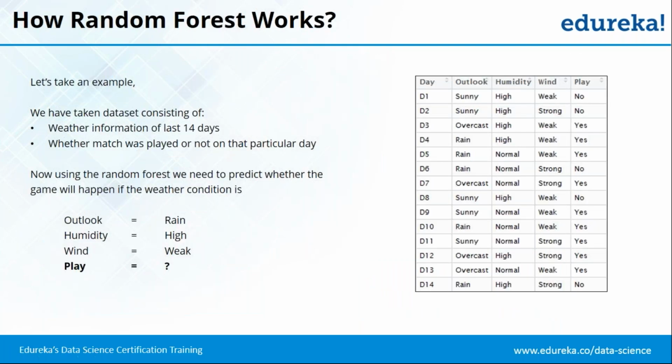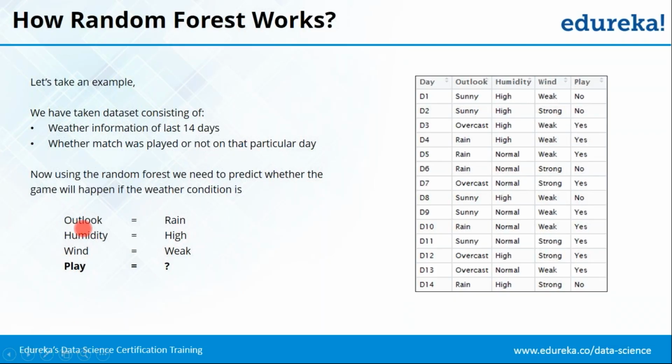Let's have a look at this example to get a much better understanding of what we have learned. Let's say I have this data set which consists of 14 different instances, right? Basically it consists of the weather information of the previous 14 days, from D1 till D14. Outlook, humidity and wind give me the weather condition of those 14 days. And finally, I have play, which is my target variable, whether the match did take place on that particular day or not, right? My main goal is to find out whether the match will actually take place if I have the following weather conditions on any particular day.